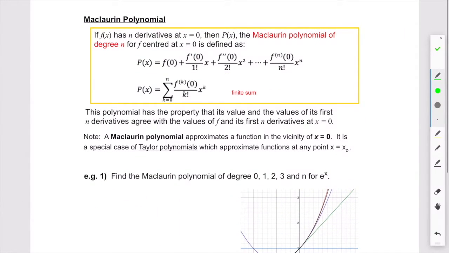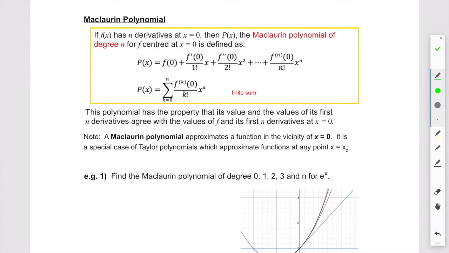The particular type of function approximation that we're interested in is known as the Maclaurin polynomial. And to generate the Maclaurin polynomial of degree n, we can make use of the formula shown in the box here. The polynomial p of x starts from the x to the power of 0 term, x squared term, x cubed term, all the way to the x to the power of n term, giving it n degrees.